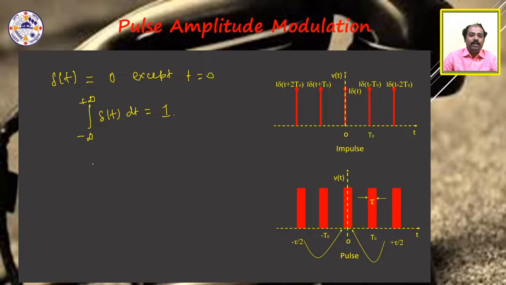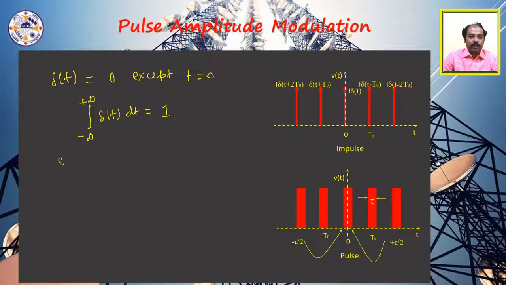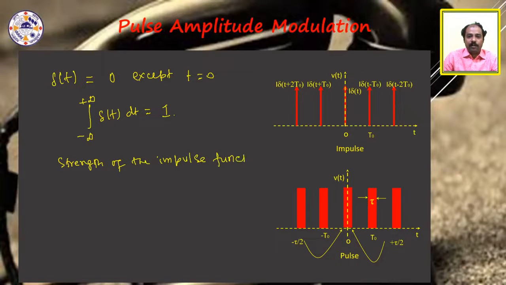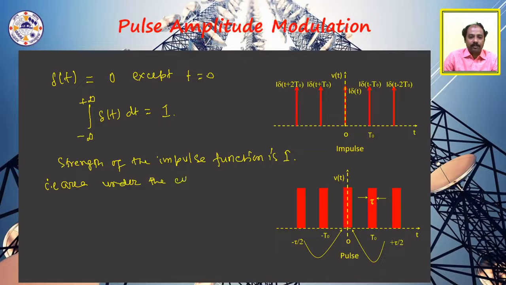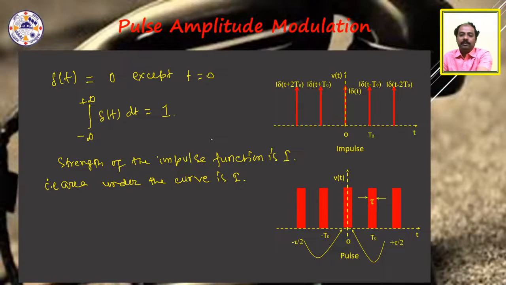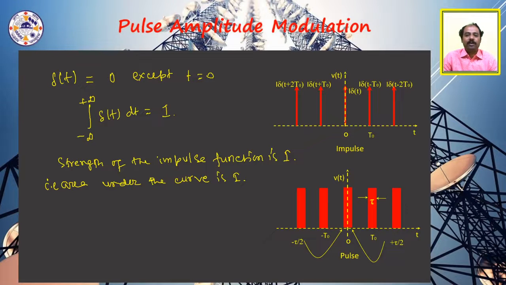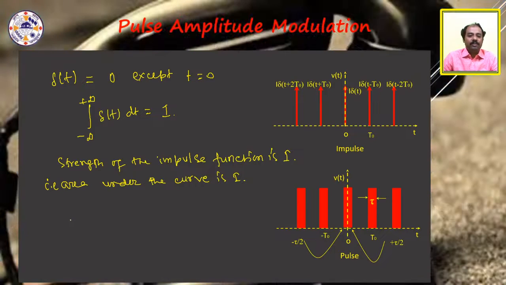Now here we have considered that the strength of the impulse function is I. That is the area under the curve is I. So the area under the curve is I. Actually, when t equals 0, the strength of this impulse will be I.